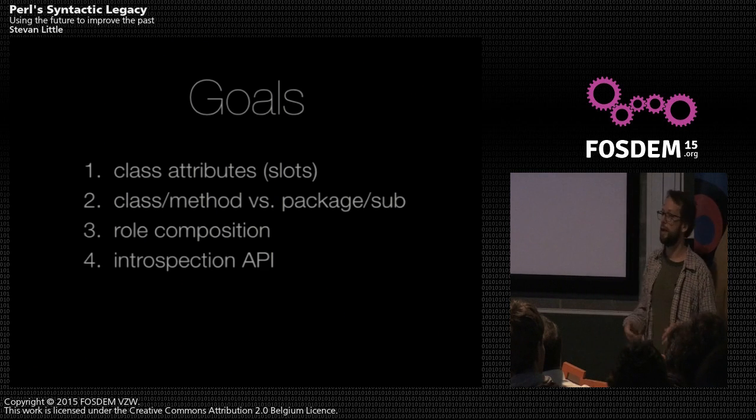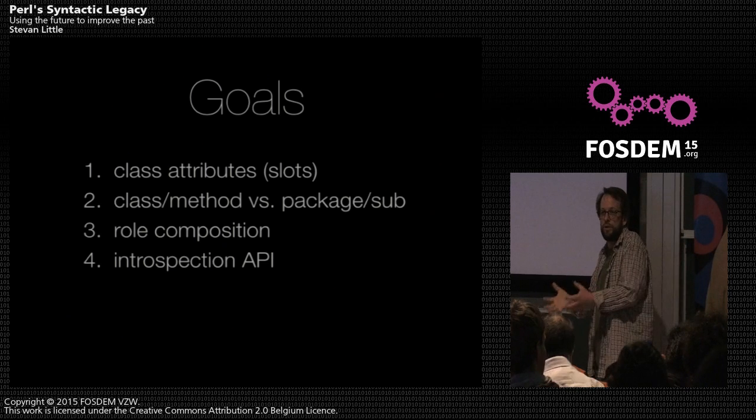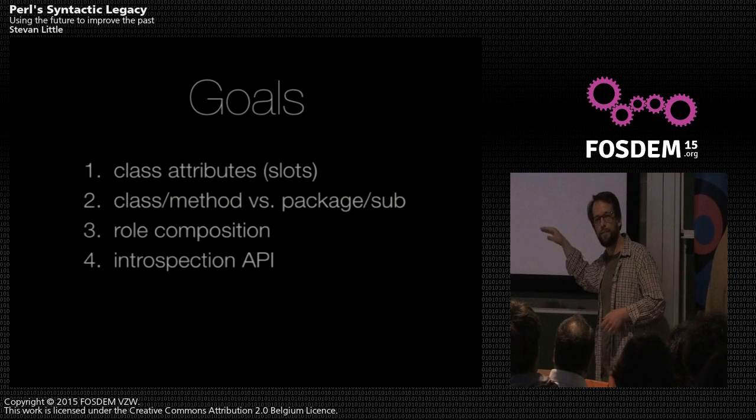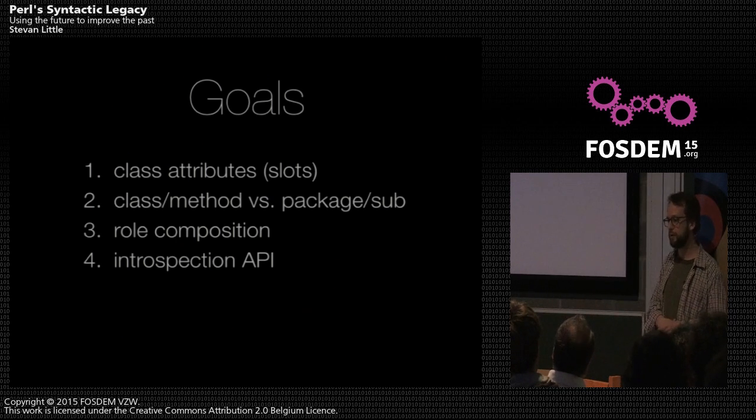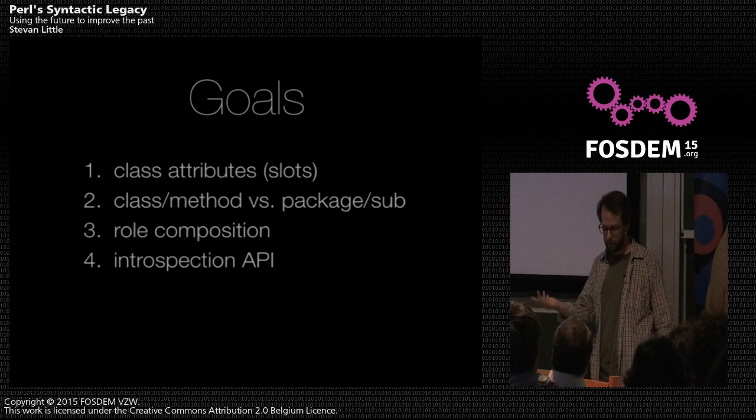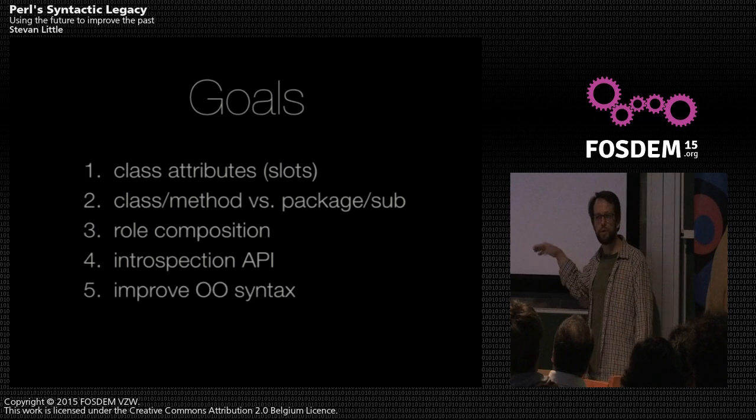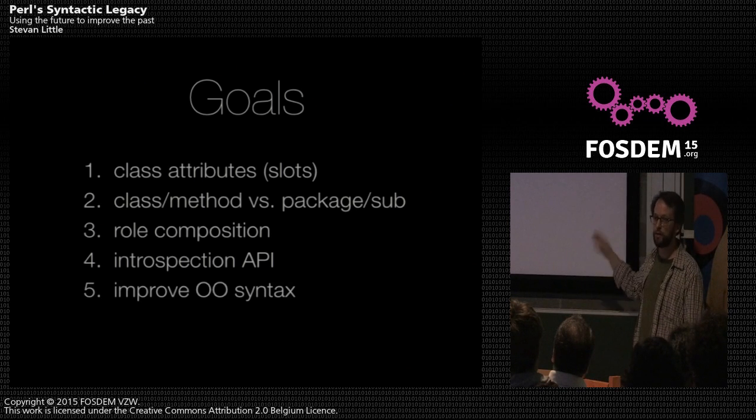An introspection API. I really like the ability to look at what's going on in there and get some introspection. You can do a lot of metaprogramming with that. The type glob API can get very messy when you do that, so it's nice to have a clean, object-oriented API. And last but not least, I thought we should also maybe improve the OO syntax a little bit.